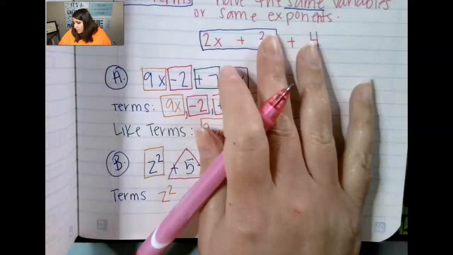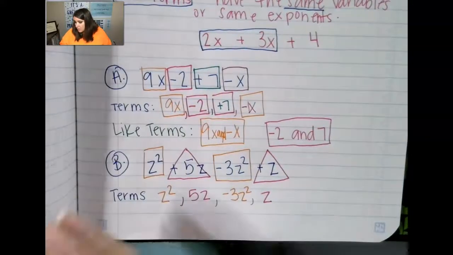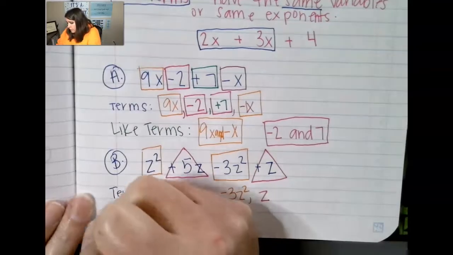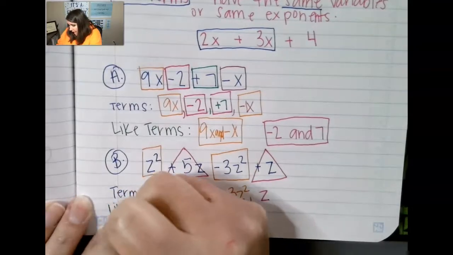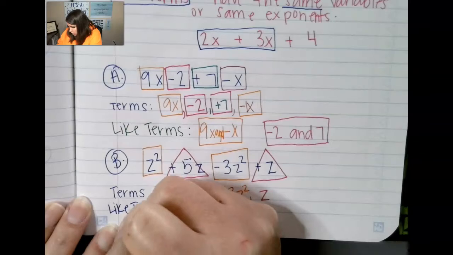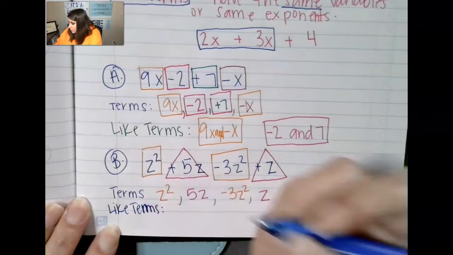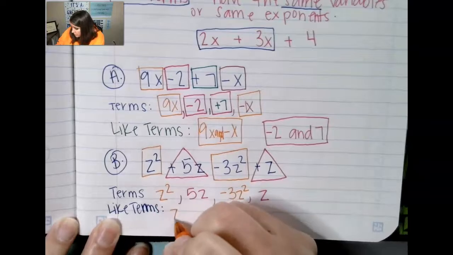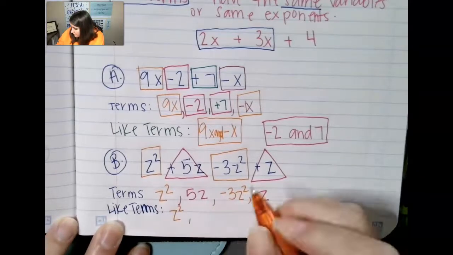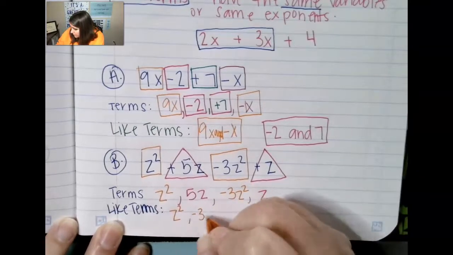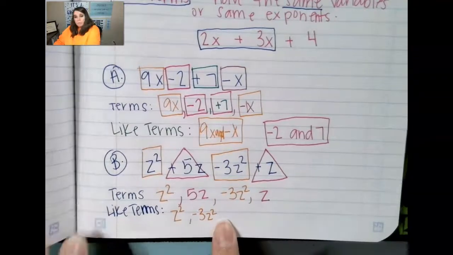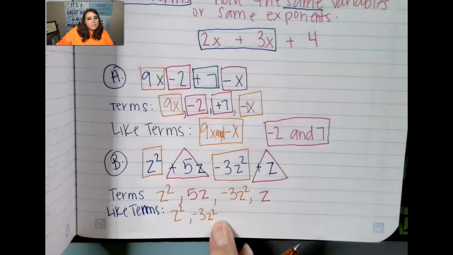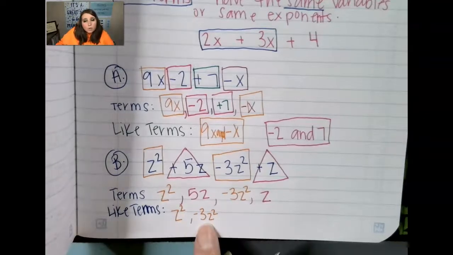Same exponents, same variables. So the ones that go together for like terms are the ones that have the same. The like terms, we're going to put the z squared together. So both of these are the same, the z² and the -3z², because they both have a z squared. So they're both going to go together.